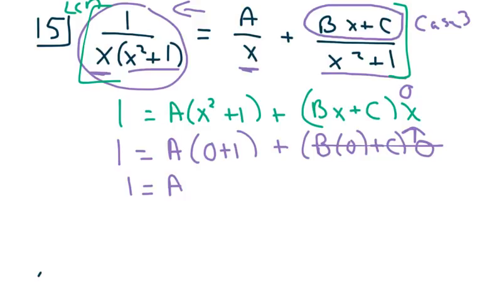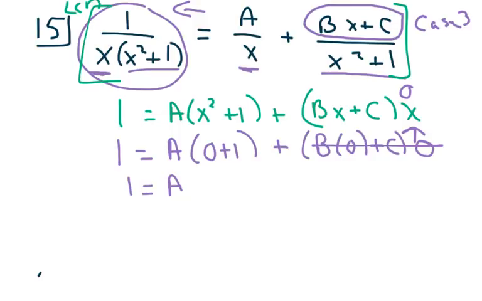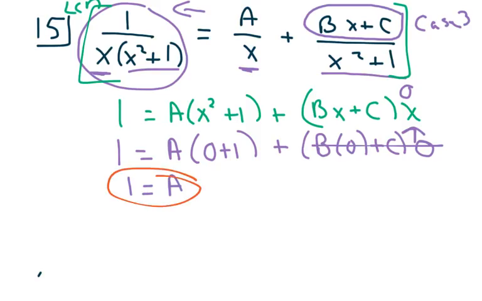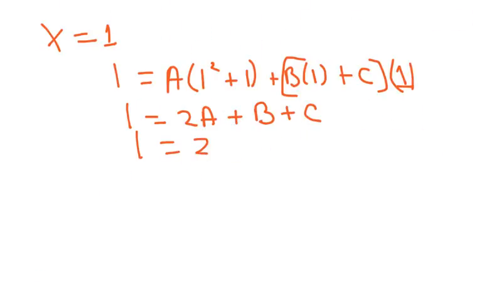So I'm going to go ahead and try and let x be 1. You can just pick whatever you want. And again, you should be writing all this down. Let x equal 1. We're going to get 1 equals A times 1 squared plus 1 plus B times 1 plus C times 1. The reason I like 1 is because it makes it simpler. So we get 1 equals 2A plus B plus C. Now I already know what A is. I forgot, but A is 1. So I'm going to plug in 1. So I get 1 equals 2 plus B plus C. So we have basically B plus C equals negative 1.